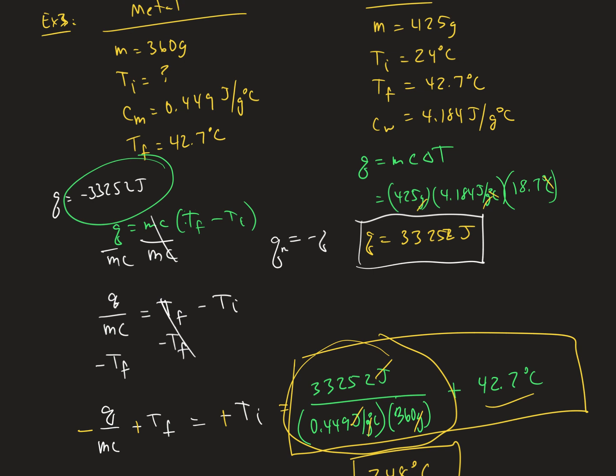Q of the metal equals... so the Q of the metal is the opposite of whatever the Q of the water is. So the Q of the water is positive 33252. That means the Q of the metal is negative 33252 joules. Right. Make sense? Yeah, no, I got that part. I'm just trying to understand algebraically how it just works out.